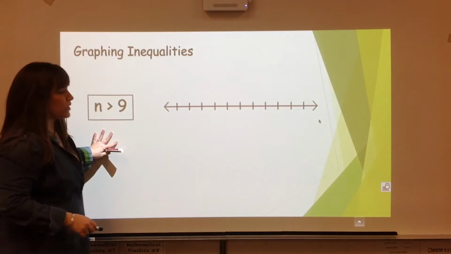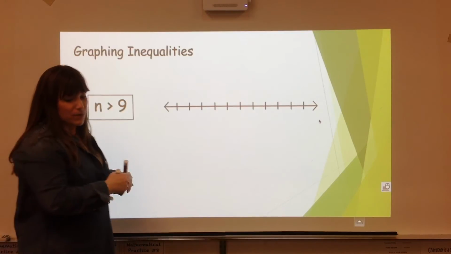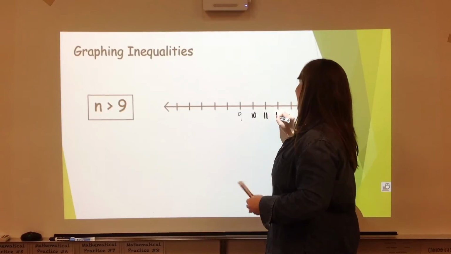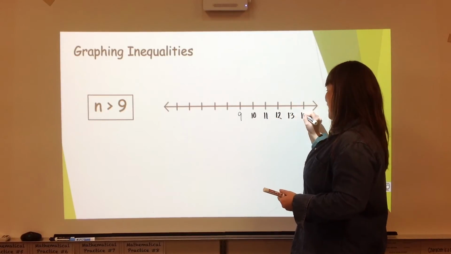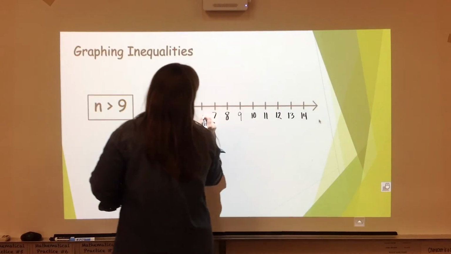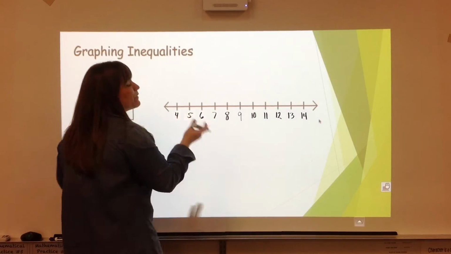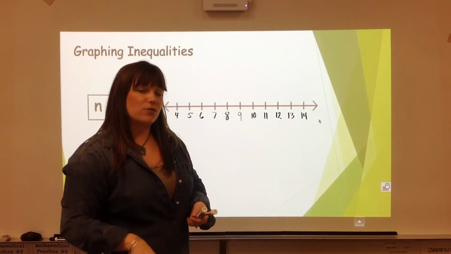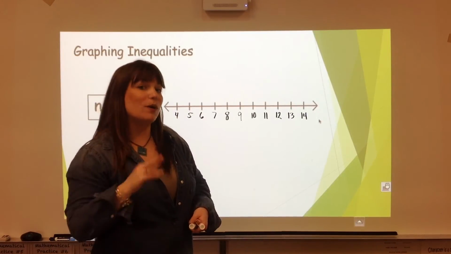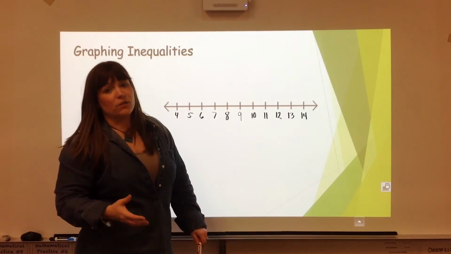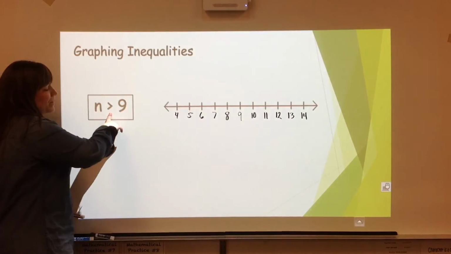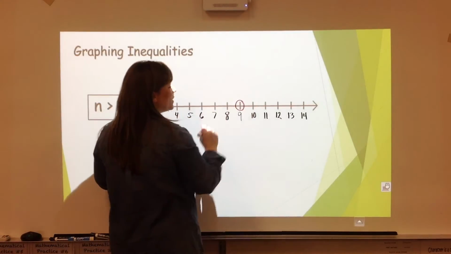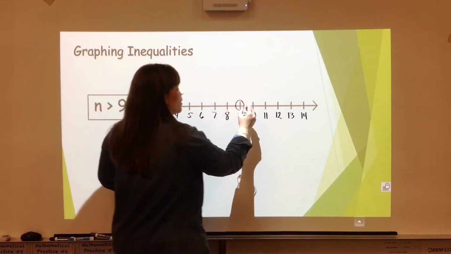So here we have the inequality, n is greater than 9. I'm going to put my numbers so that I have a 9 kind of in the center, it doesn't have to be exact. And then I'm going to put my 8, 7, 6, 5, and 4 on the left. Sometimes your number lines will be all filled in. Sometimes you'll have to put the numbers in yourself. Remember, the numbers go below the line. When we are graphing, remember, if we're dealing with greater than, it's an open circle. So we're going to put an open circle at 9, and we're going to shade to the right.